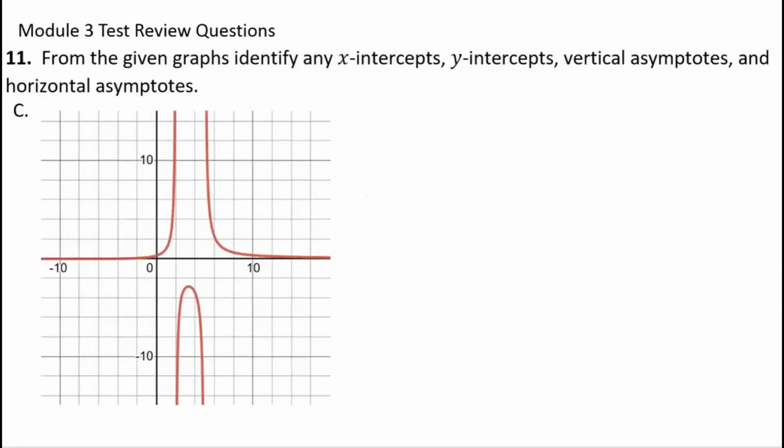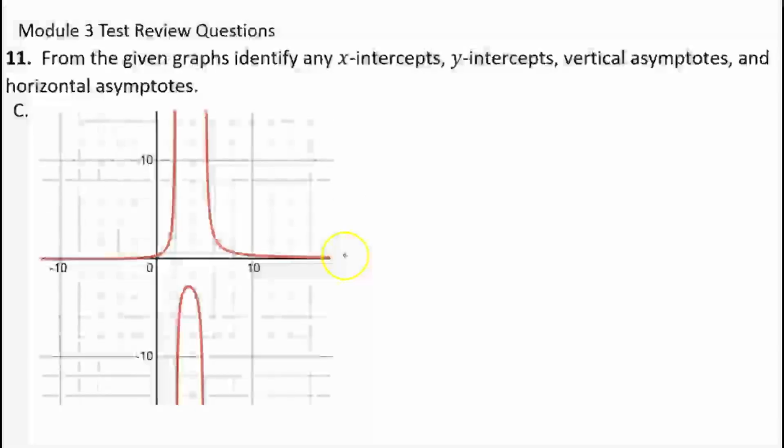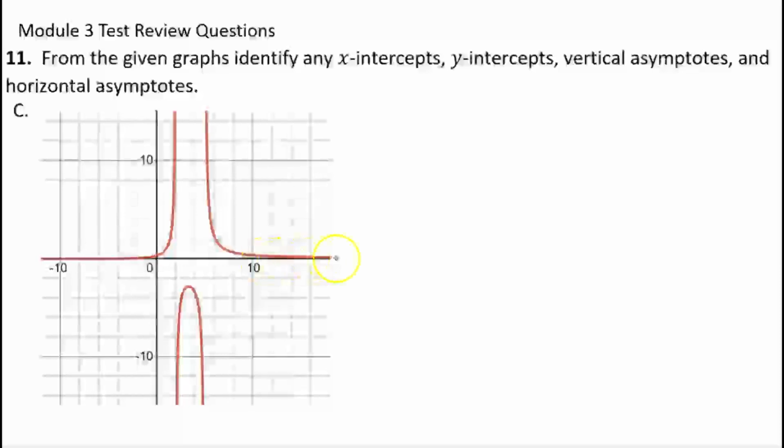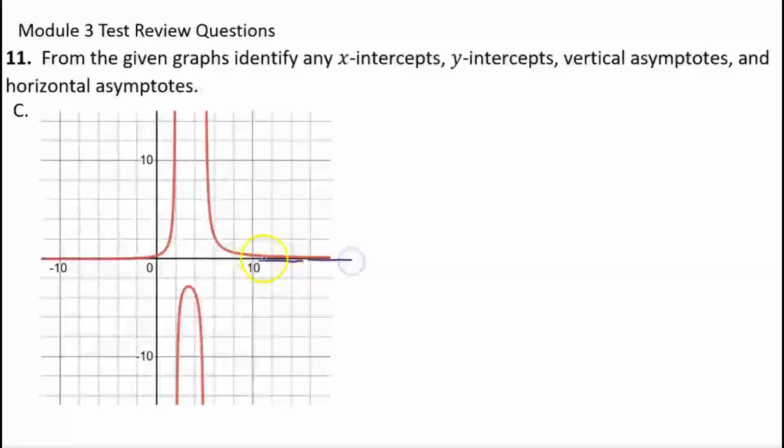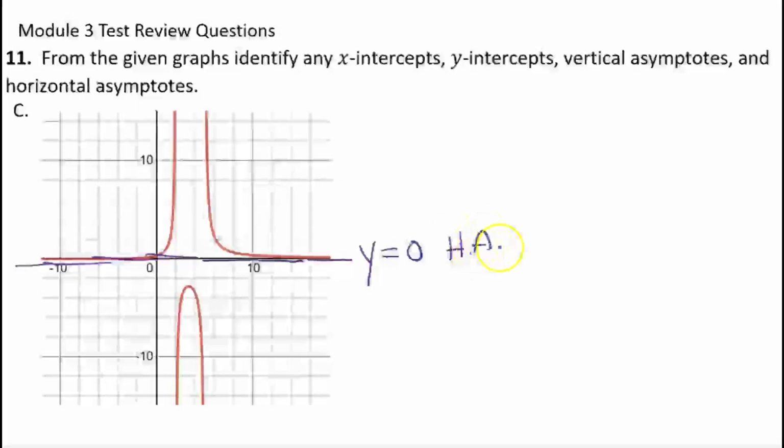The horizontal asymptote. Now, where is the horizontal line that the graph is getting closer and closer to? Well, look, way out here, it looks like it's just riding right on top of the x-axis. And notice that goes in both directions. So that is the line y equals 0. That looks like a horizontal asymptote, and it is. So that question is answered.